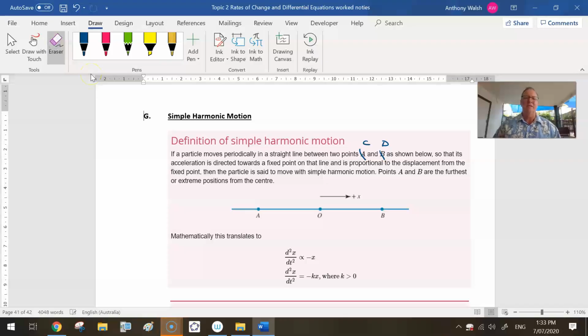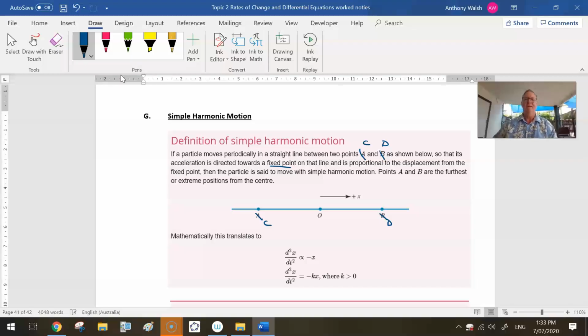So we have points C and D, and imagine that there's some sort of object that is moving between the 2 points in a straight line. Between them there is a middle point, which for convenience sake we usually say is the origin. Now this point is moving with acceleration directed towards a fixed point, usually the center or the origin on that line, and proportional to the displacement from the fixed point. And then the particle is said to move with simple harmonic motion.